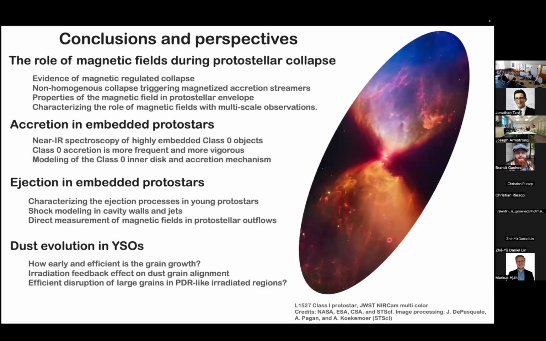Sorry. Conclusions. So I talked about the magnetic field and its role in the collapse. We start to probe for the first time the accretion properties of the youngest and most embedded object with Keck and James Webb. We're going to study the ejection properties of this object, looking at outflow, modeling shocks in cavity walls and jets, and the dust evolution is actually the ingredient that links everything up, because it really is responsible for the coupling between magnetic field and matter, and therefore it's responsible for how the magnetic field affects the collapse of protostars. Thank you.